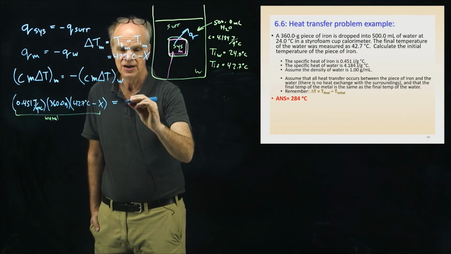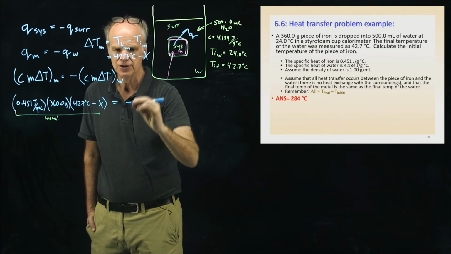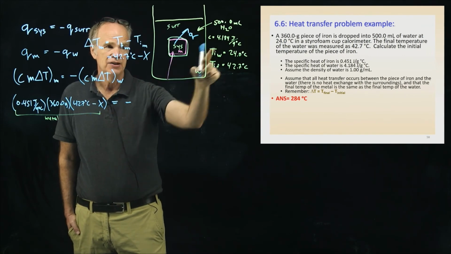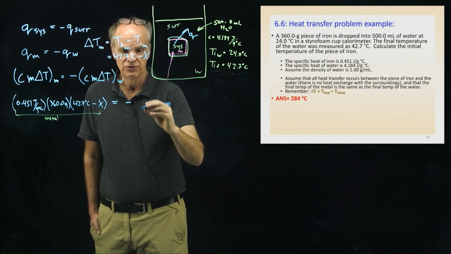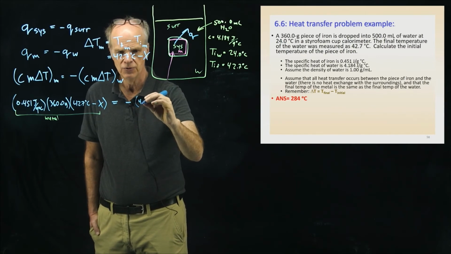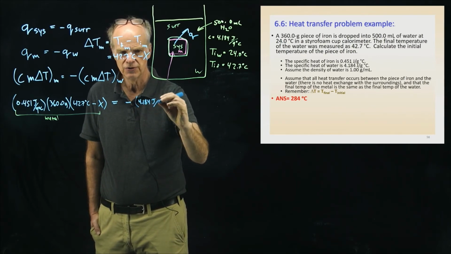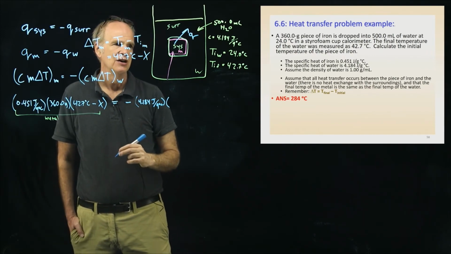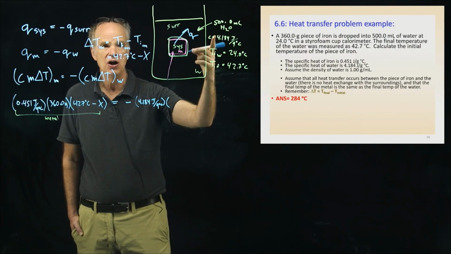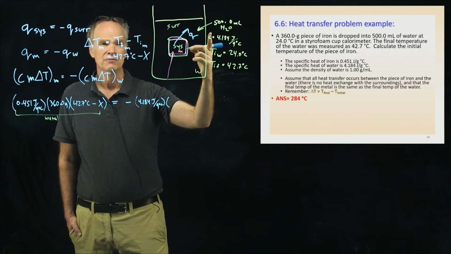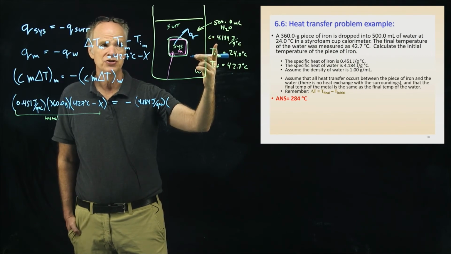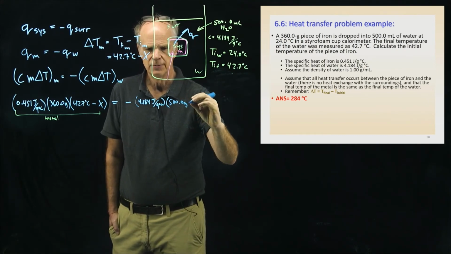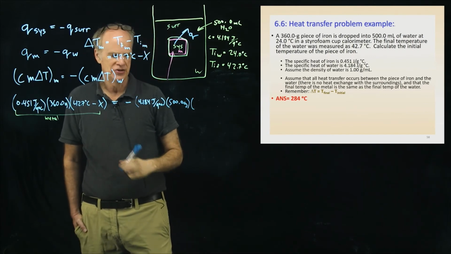The first thing you have to remind yourself of is that there's a negative here. And now we need to get the specific heat of the water. That is 4.184 joules per gram degree Celsius. Let me write that here, 4.184 joules per gram degree Celsius. Then we're going to multiply that by the mass of the water. Is that given to us? Yes. We're told the volume of the water is 500 milliliters. The density of water is 1 gram per mL, so we should have 500 grams of water. So it's 500.0 grams of water.